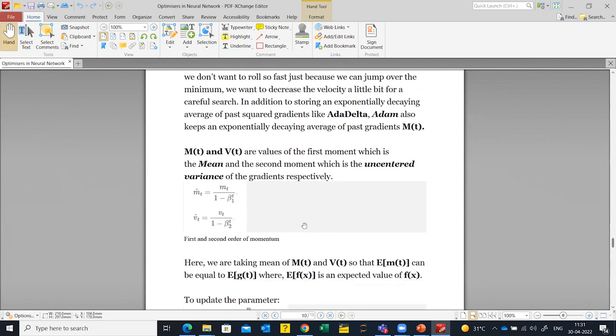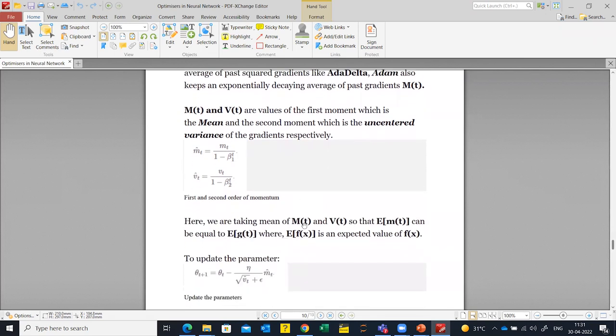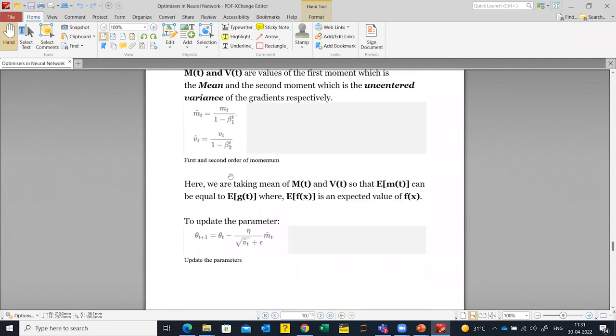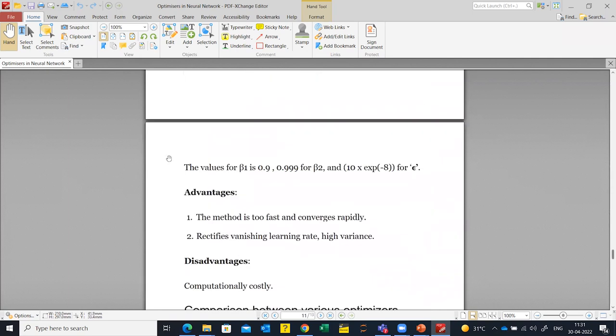Okay. And it basically looks into two parts. One is the mean and the other is the variance. Okay. You don't have to go through these calculations and mathematical concepts, but try to understand that the values which we generally take are 0.9 and 0.999 for beta 1 and beta 2.